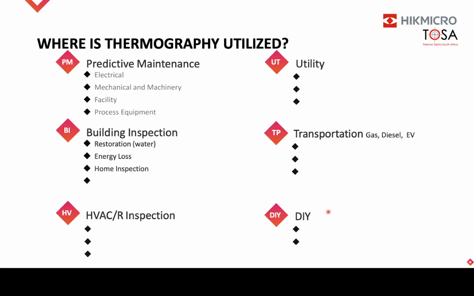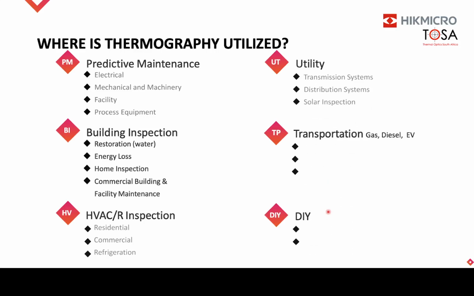And then home inspection, you can see that the top two has application in home inspection, and then obviously also in commercial buildings and facilities. High voltage and air conditioning systems in residential, in commercial and refrigeration. Obviously there are temperature differentials there which can be troubleshooted, so to speak, by thermal optic cameras. Utilities, transmission systems, distribution systems, anywhere where heat differentials are common, we can make use of thermal cameras.